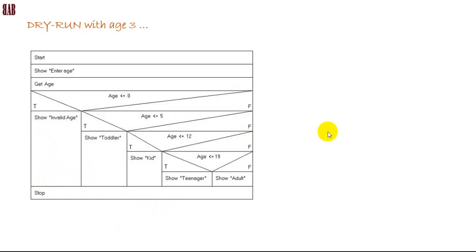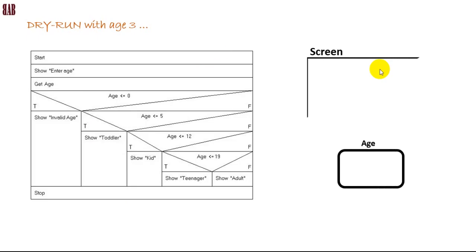Okay, now let's try with 3. This time again we have the screen and the variable age. You start, the enter age message comes up, and you wait for the age. This time we are going to type 3 and press enter. That will be accepted by the variable age, so age becomes 3. Then you go to the next line and compare. Is it less or equal to 0? No, it's not less and it's not equal, so this condition is false. So you come to the false side.